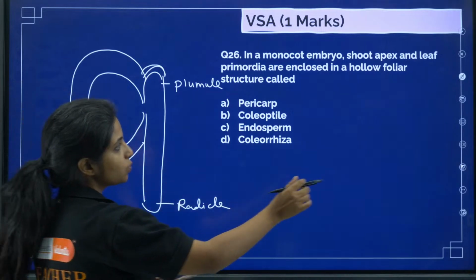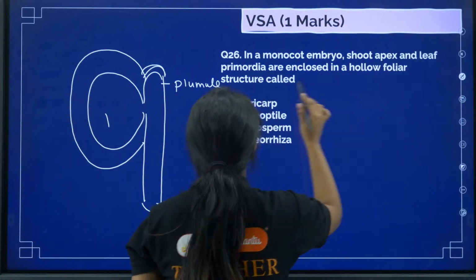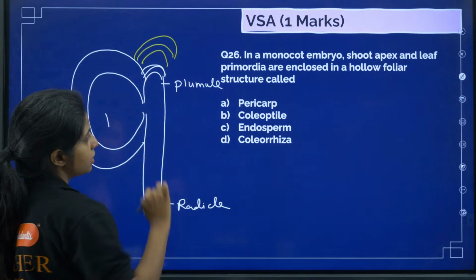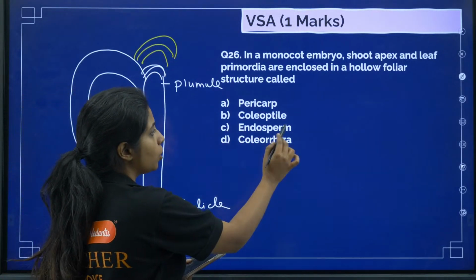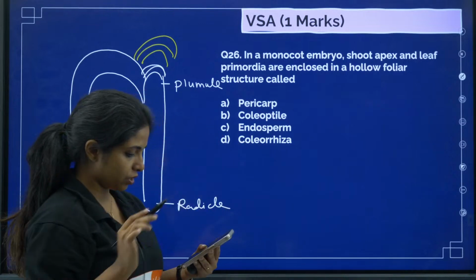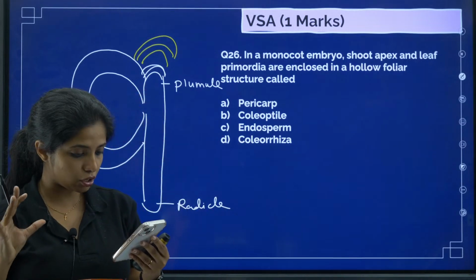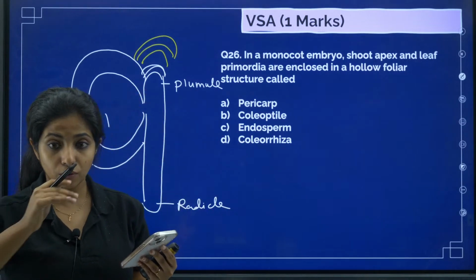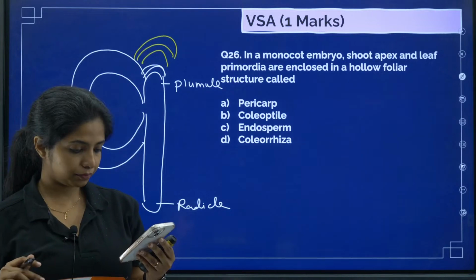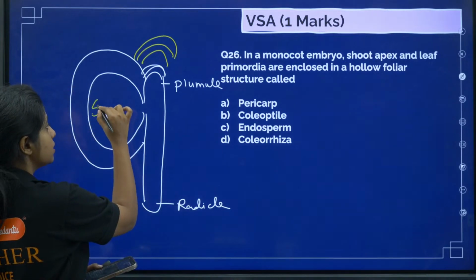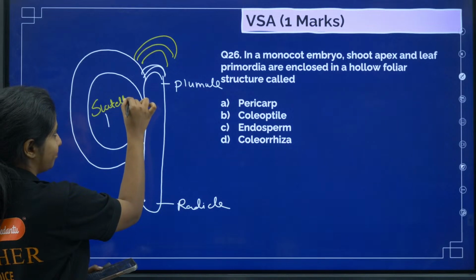Now you are asked, what is that something that covers this? Have you got the answer? It is pericarp, coleoptile, endosperm or coleorhiza. What do you call this? This is about the structure of the monocot embryo. And this cotyledon's name is scutellum, if you do not know. Just an additional information.